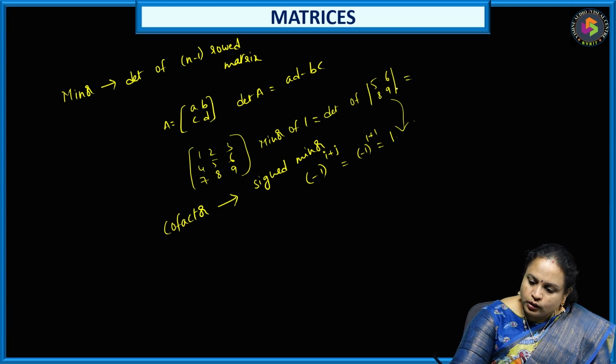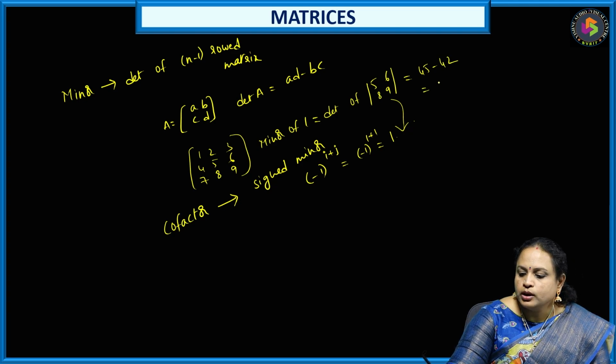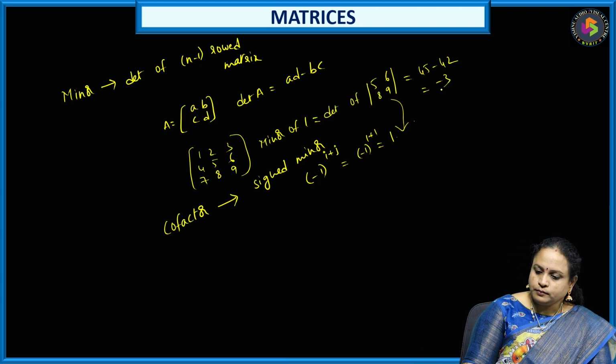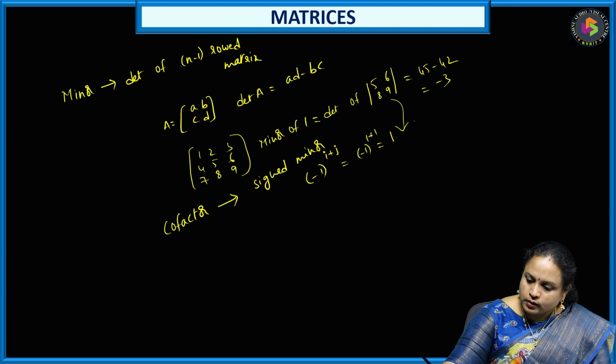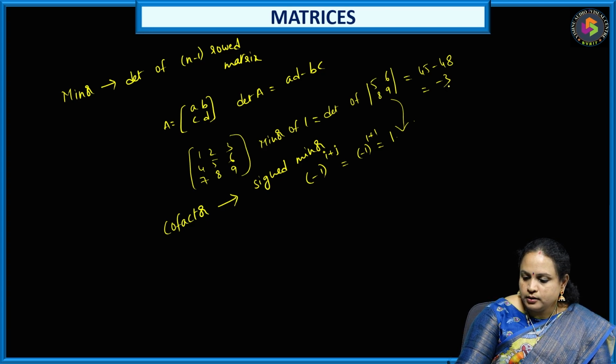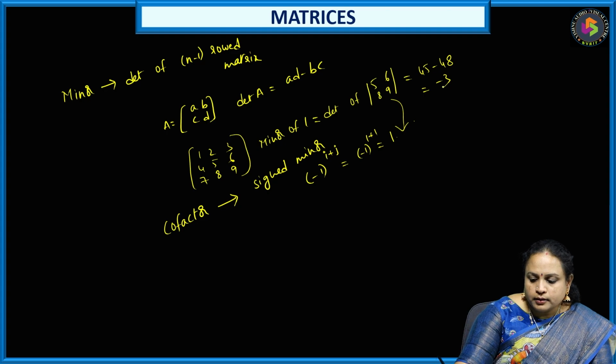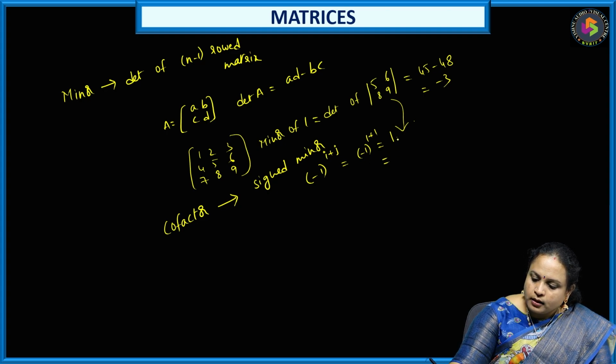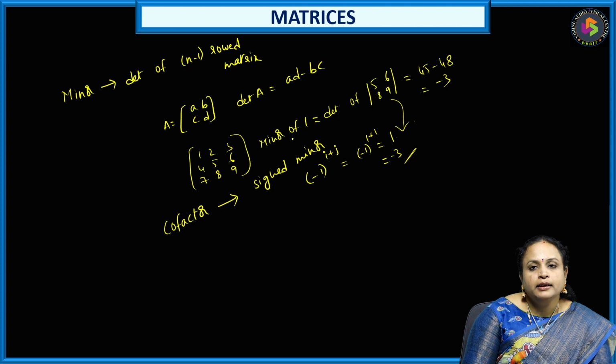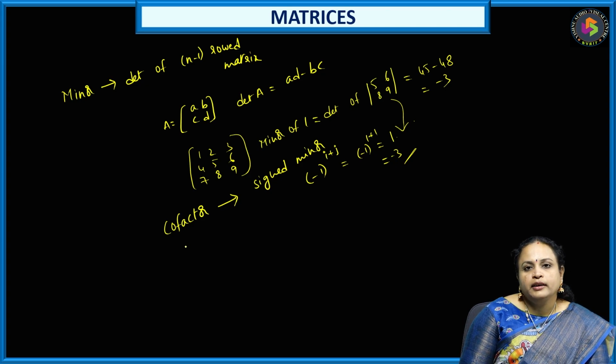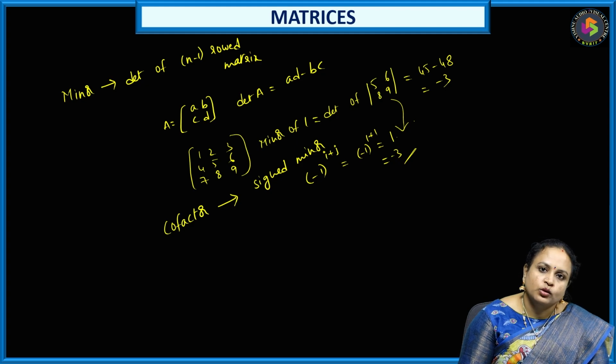So suppose you find the determinant of this, what is this? 45 minus 48, so it is minus 3. So signed minor, that means plus minus 3. This is the cofactor of 1. So minor is the determinant of the n minus 1 row matrix, and cofactor means giving a sign to the minor.